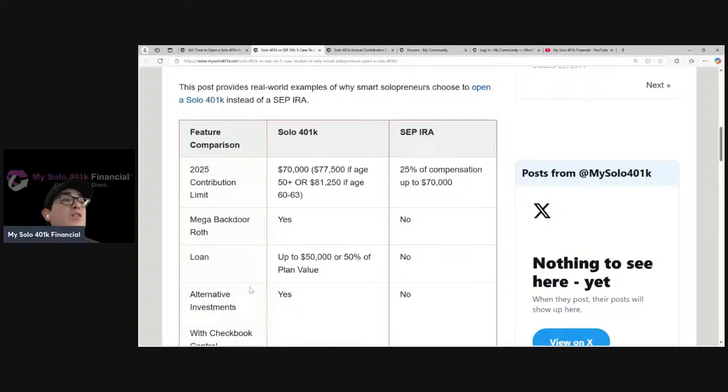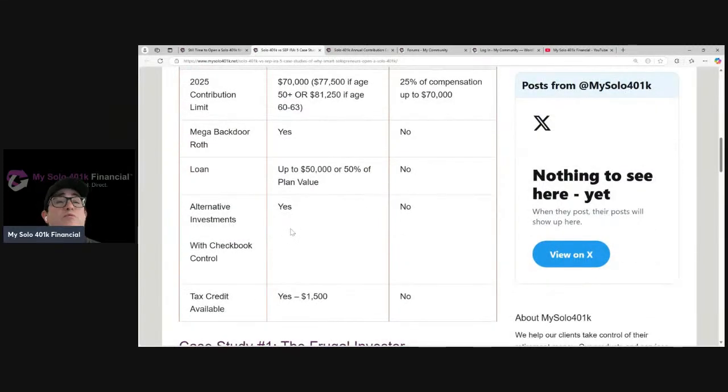And then, of course, you've got other advantages of the solo over the SEP. For example, the ability to take a loan, the ability to invest in alternative investments with checkbook control, the fact that our plan makes the self-employed business eligible to claim $1,500 in solo 401k tax credits, which is going to more than cover our fees for the first 7 years. So there's even more advantages in addition to those contribution advantages. So hopefully that gives us a good explanation of the differences between a solo 401k versus a SEP IRA.